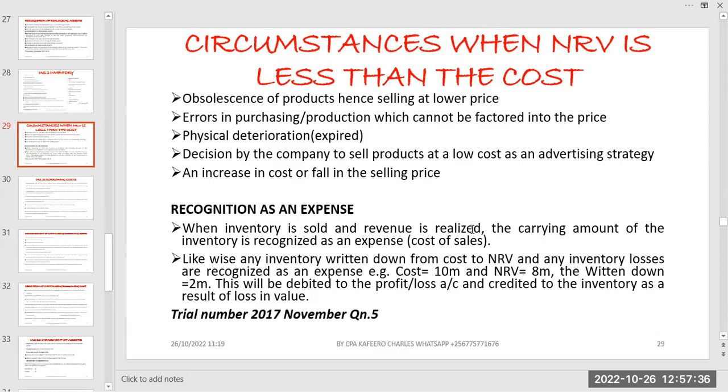So how do we deal with that difference? If you are selling for less than the cost, we treat that loss as an expense in the income statement. We expense it. Let's say you bought stock at 10 million and now what you can only get from the market is 8 million, that difference of 2 million is supposed to be listed as an expense.